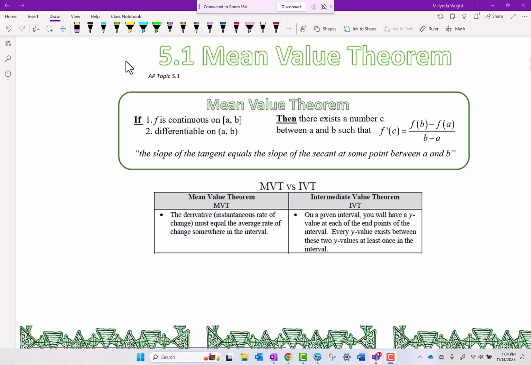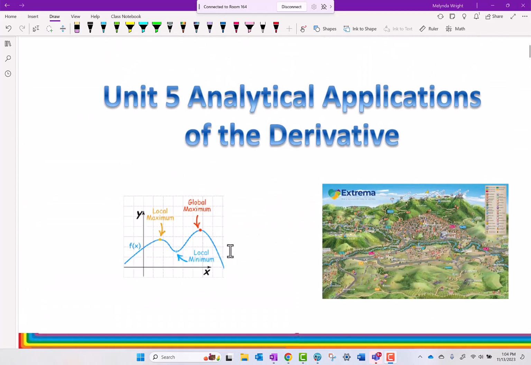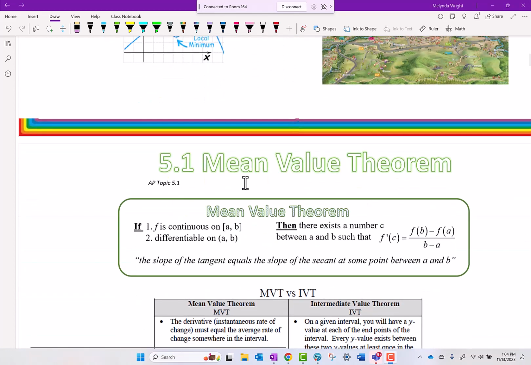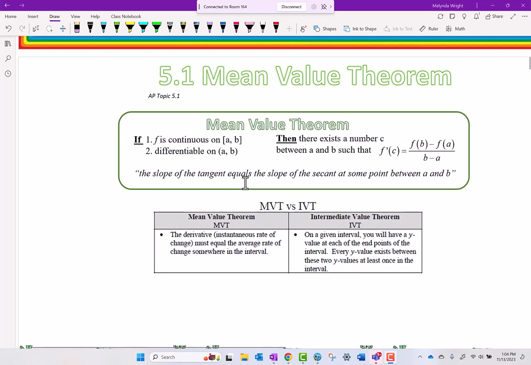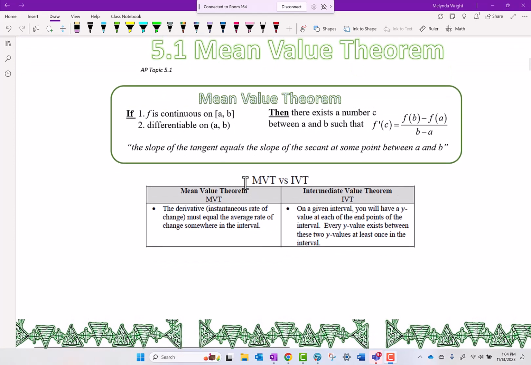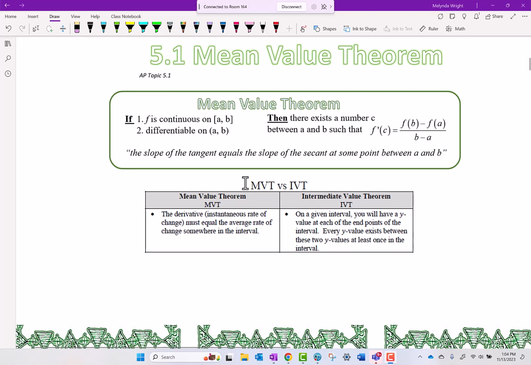All right, let's take a look at our lesson for today. We are in a new unit, yay. This is a unit of derivatives for analytical applications of the derivative is what we're going to be working on in this unit. And the first lesson is a new theorem. I know we can't wait. We love our theorems. I know. This is called the mean value theorem.